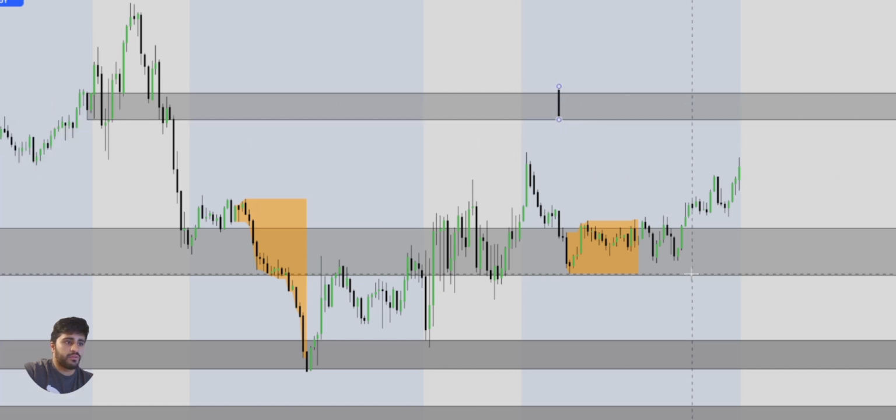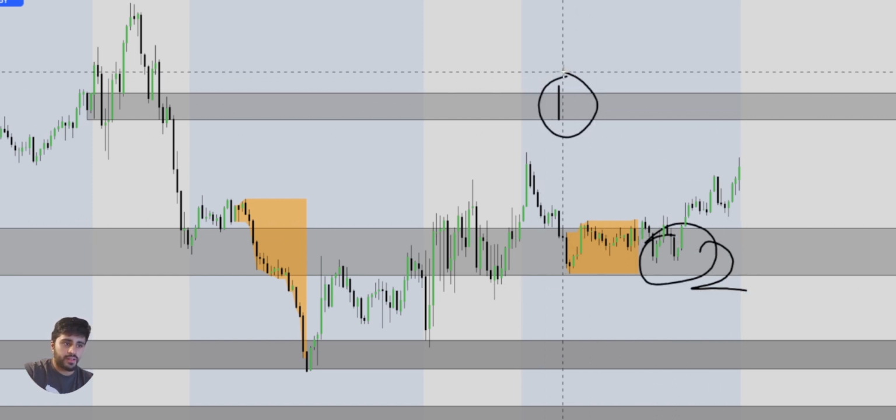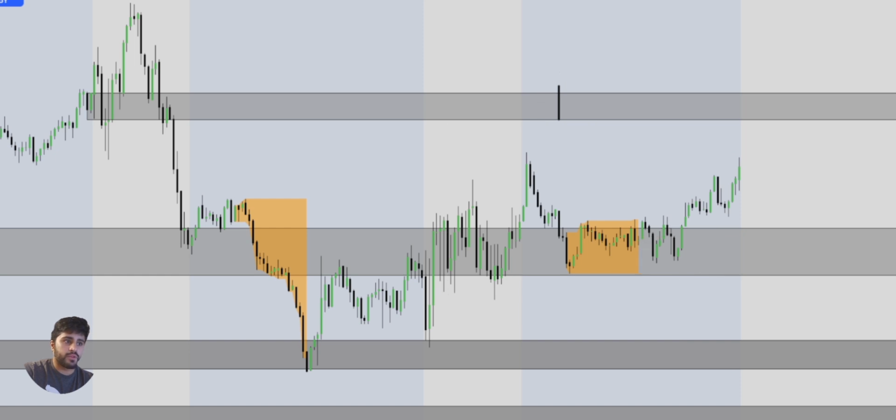So if this is your key level 1 and this is your key level 2, I know it sounds obvious, but you only want to be taking positions inside of the levels, right? Key level 1, key level 2. Anything outside of these levels is a no zone.